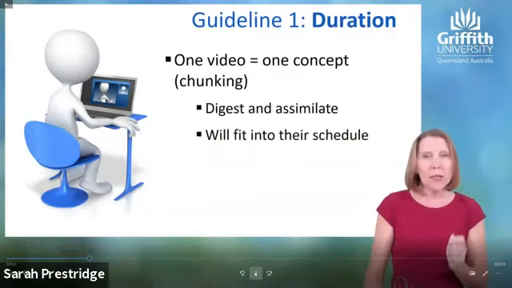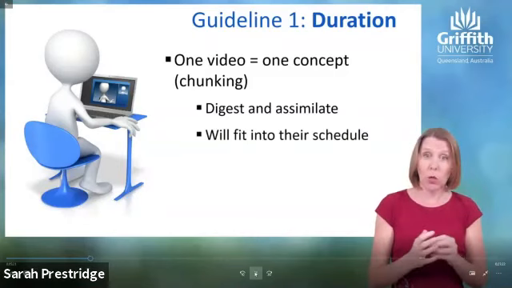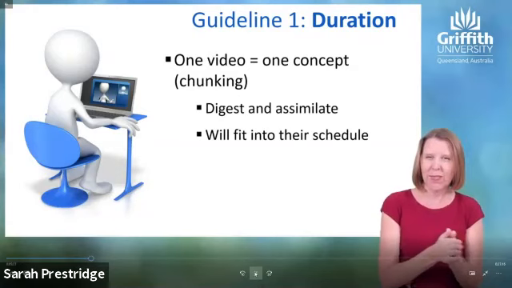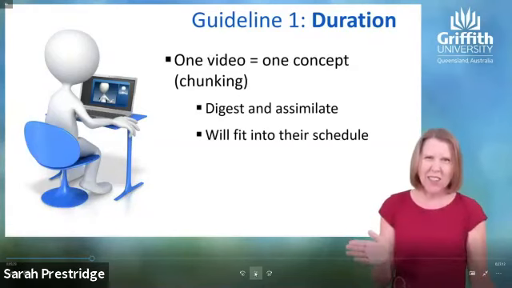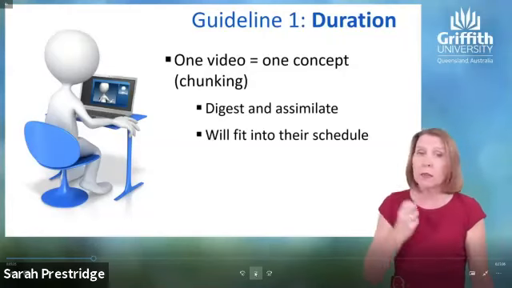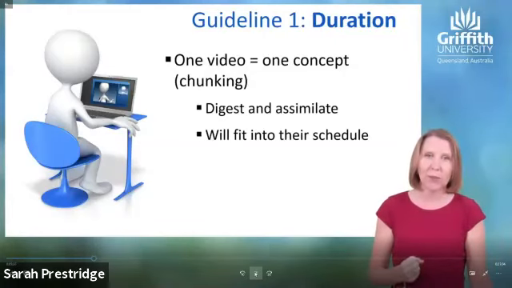Also, busy students are much more likely to find the time to watch a 10-minute video. But if they see a 40-minute video, they're just going to put it off and off and off because they'll never get around to it. They think that 40 minutes is much too long.